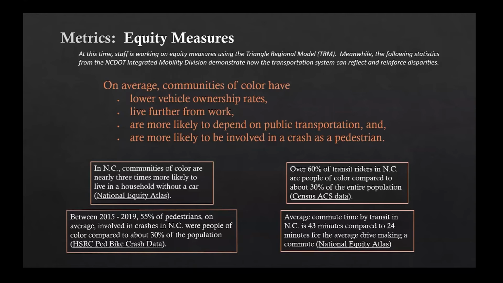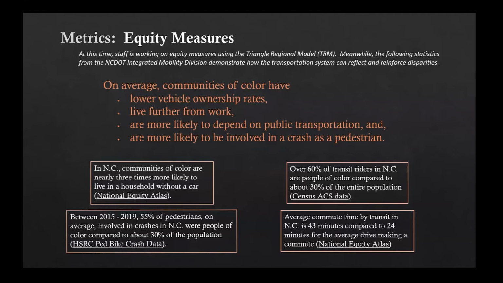It says a lot. So in North Carolina, on average, communities of color have lower vehicle ownership rates, live further from work, are more likely to depend on public transportation, and are more likely to be involved in a crash as a pedestrian. So many challenges for some of those communities.